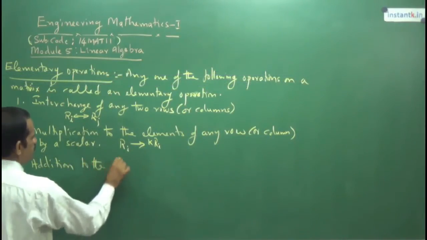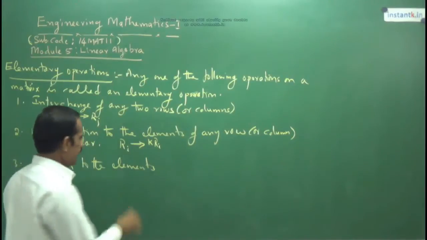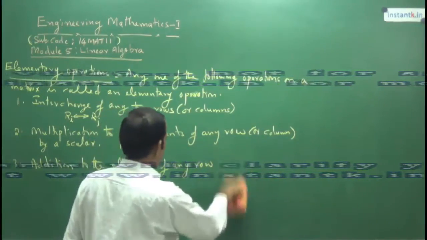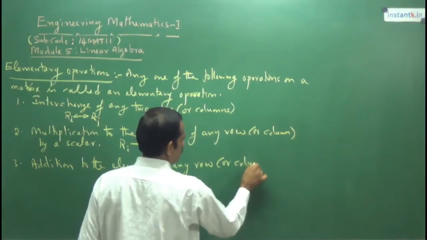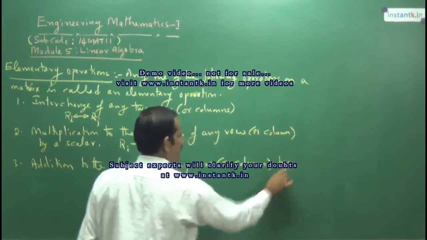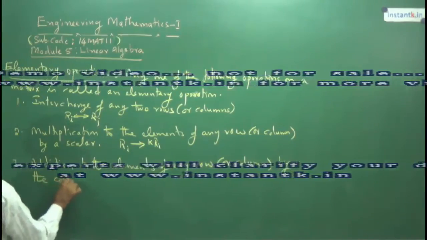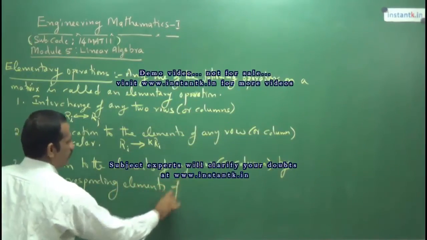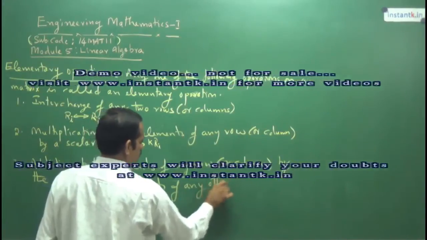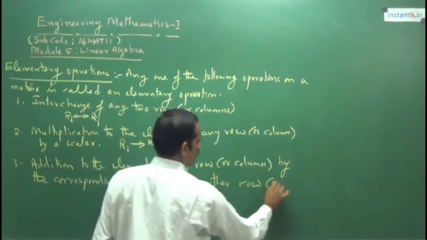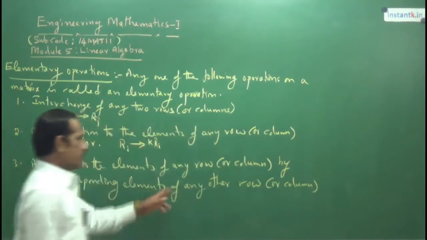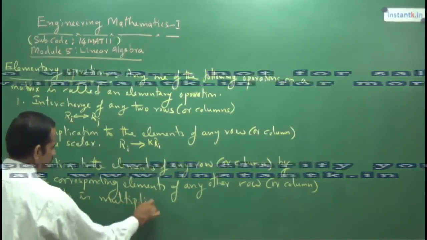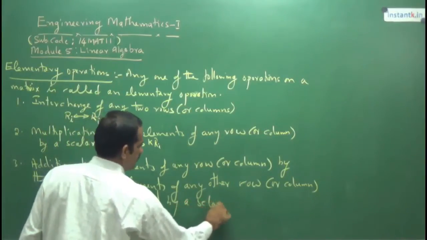It is multiplication, it is addition to the elements of any row, it may be a column also, any row or column, by the corresponding elements of any other row or column, which is multiplied by a scalar. So that is the third operation.